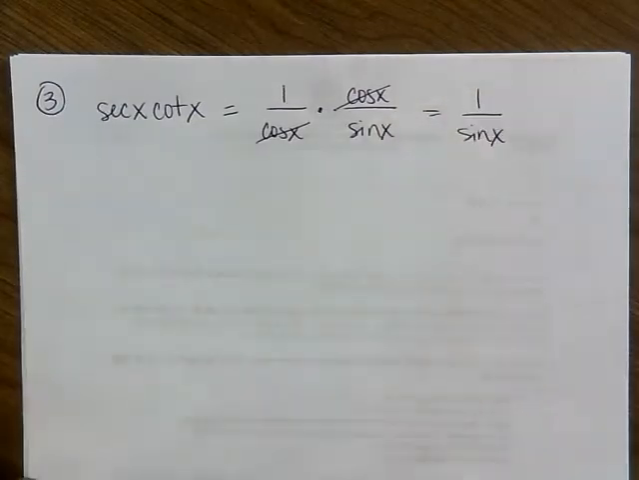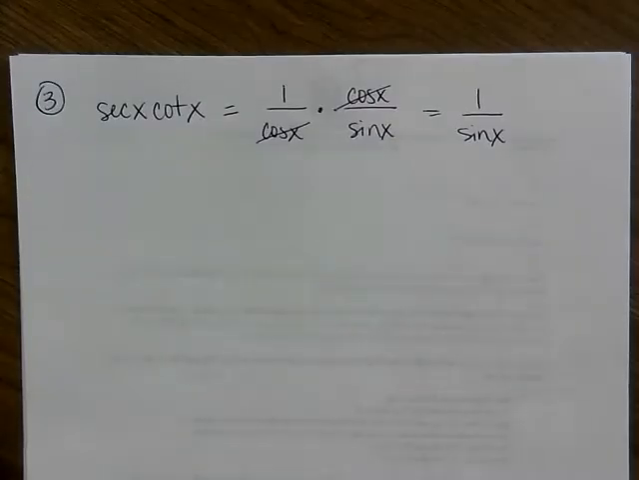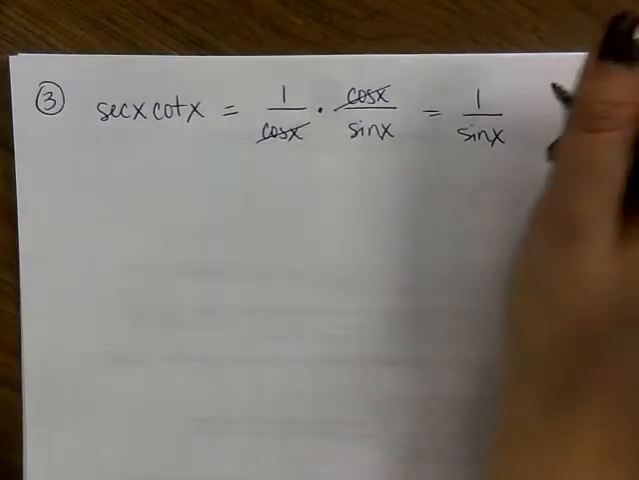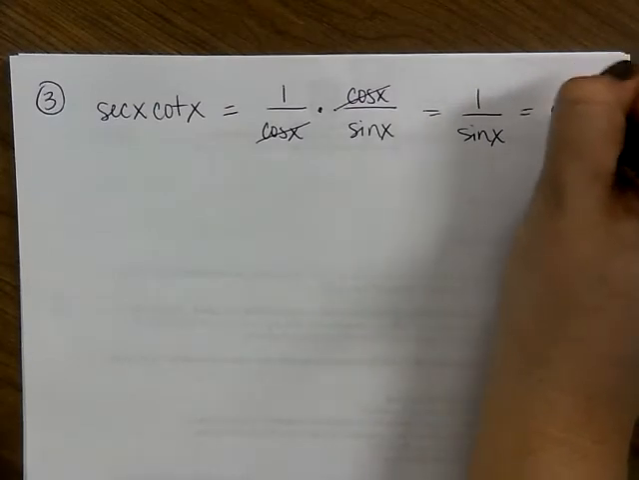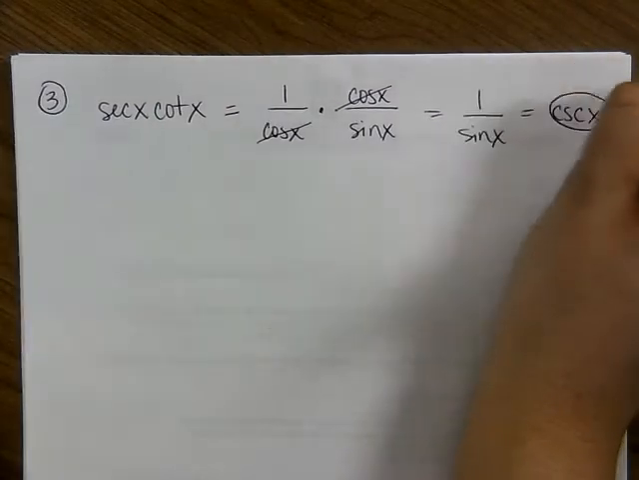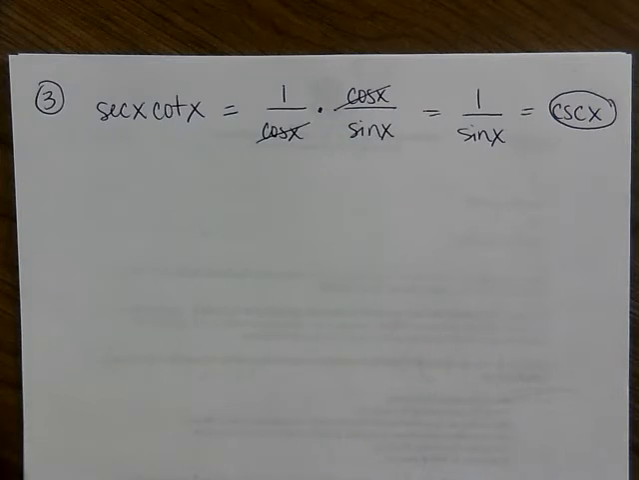Now, 1 over sine is not our final answer. Yes, it is one trig identity, but what is true about 1 over sine? It's cosecant. It's a reciprocal identity. So, at the very end, you always want to check for that, okay? Can you make anything simpler? And 1 over sine is not as simple as cosecant. So, cosecant is our answer.